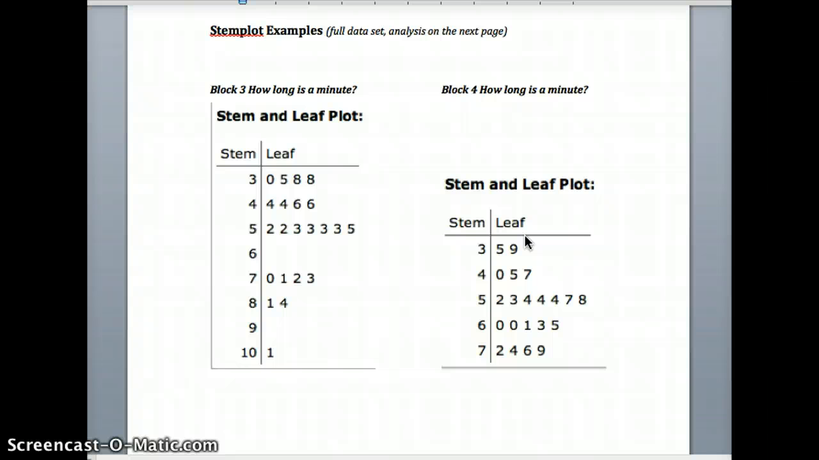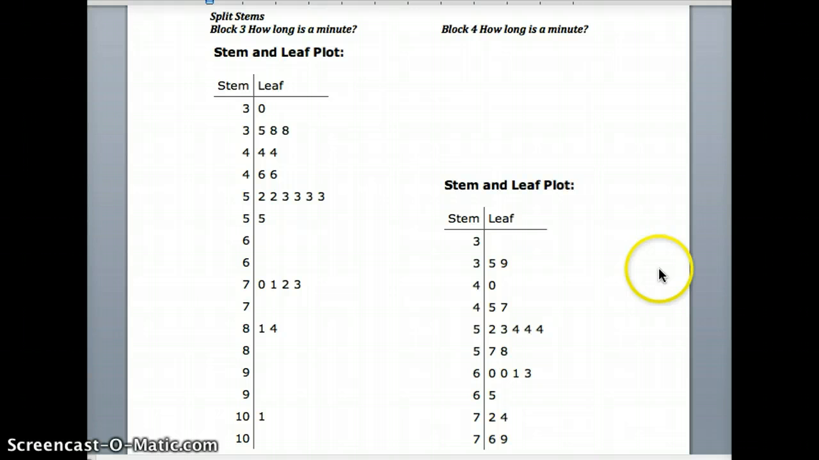Now we can split the stems, and what that would mean is that I'd put 30 to 34 on one line and 35 to 39 on the next line. Let's look at what these same graphs look like with split stems. So here we are with split stems. Somebody had a guess of 30 here. 30, 0 through 4, and then you go 5 through 9. 40 through 44, 45 through 49. 50 through 54, 55 through 59. So it's a way of spreading it out and making the stem plot a little more useful.